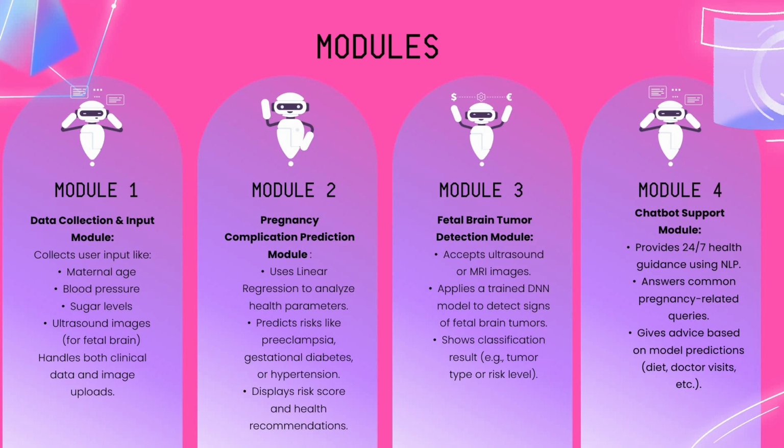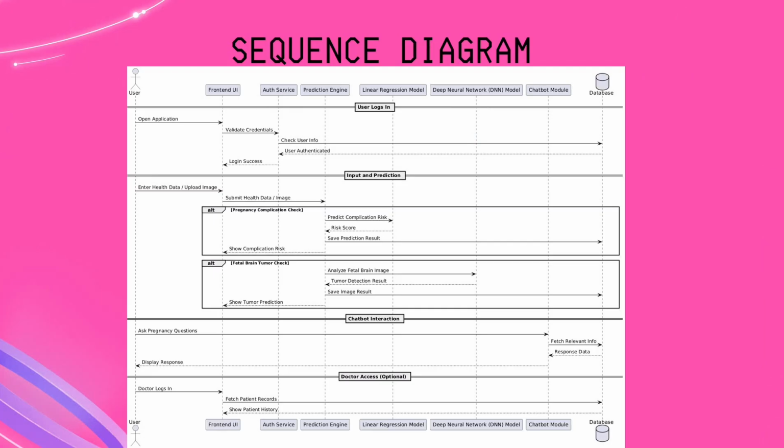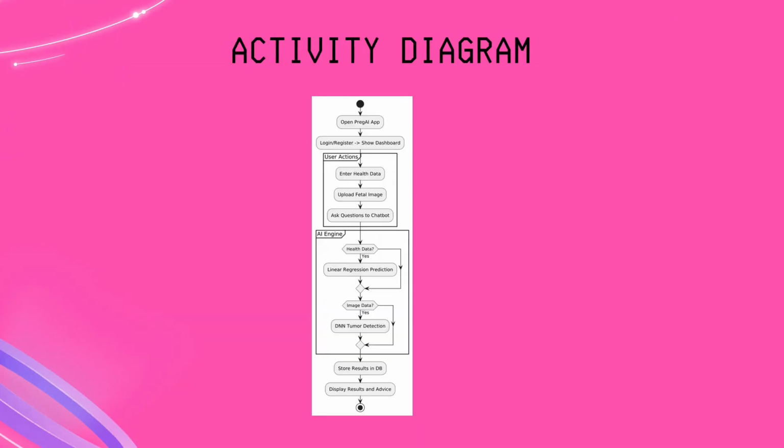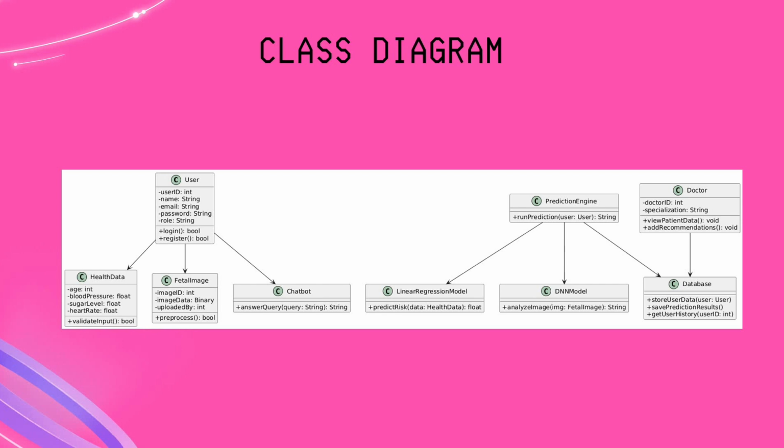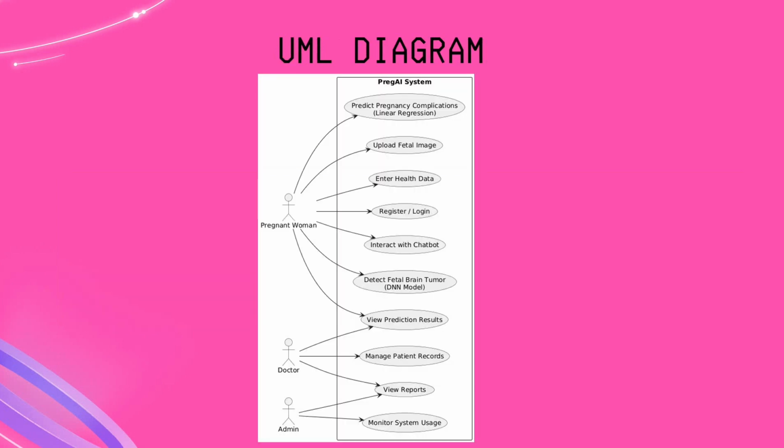You can get this project complete with the models and everything. A sequence diagram is given for this project, an activity diagram is given, and the overall class diagram is also given. Why not? You can get the UML diagram also for this project. You can get all sorts of materials, whatever you need to submit for this project.